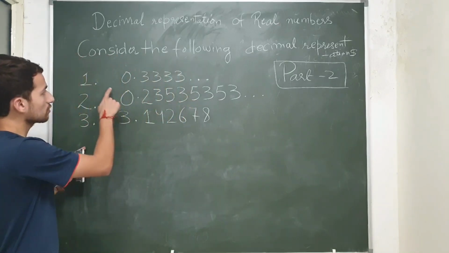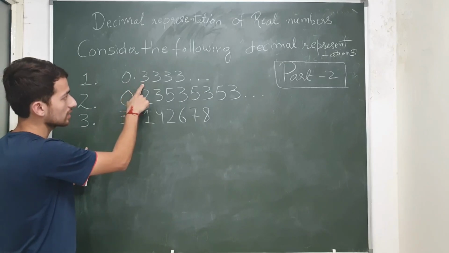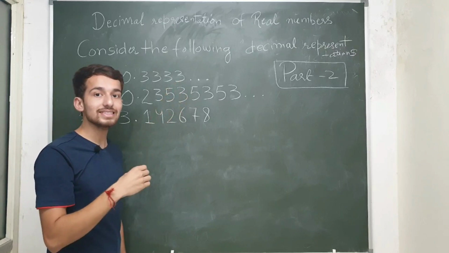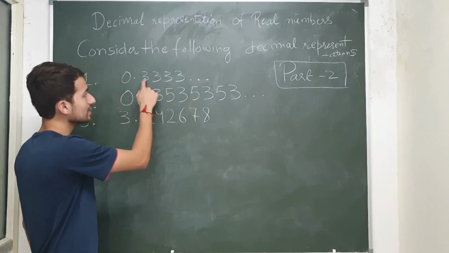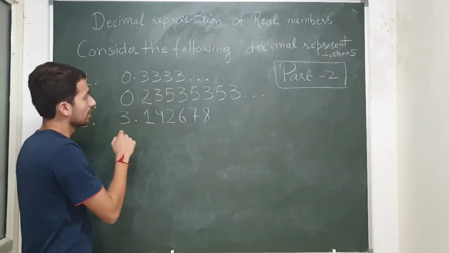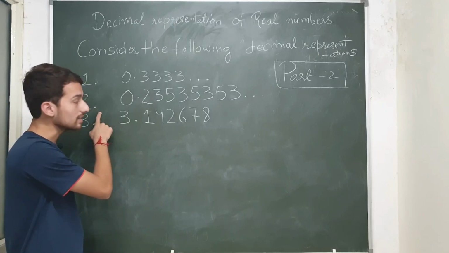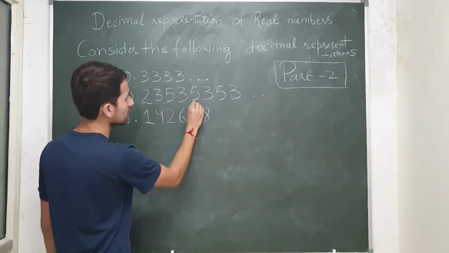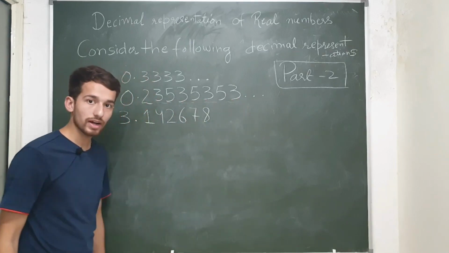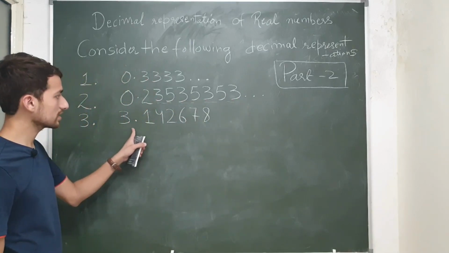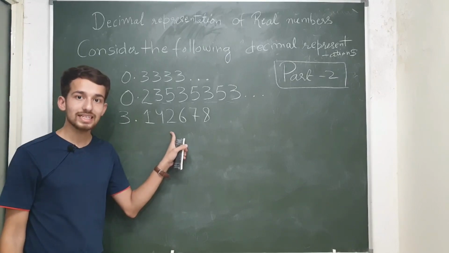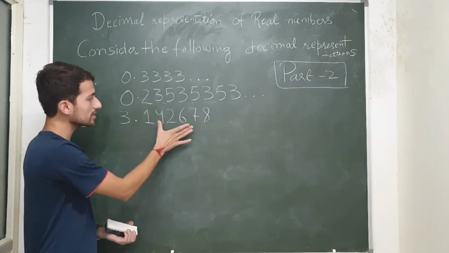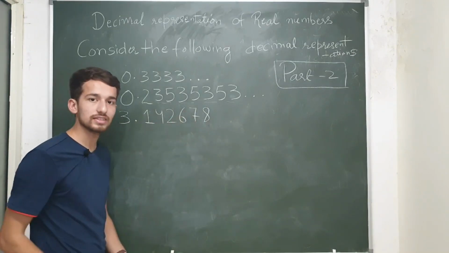If you see this first decimal representation, it's a string of threes. The number 3 is repeating. In the second number, only 2 digits are repeating, this 3, 5. And in the last, it's a decimal representation which is of course finite, and in this no digits are repeating. After this it terminated.